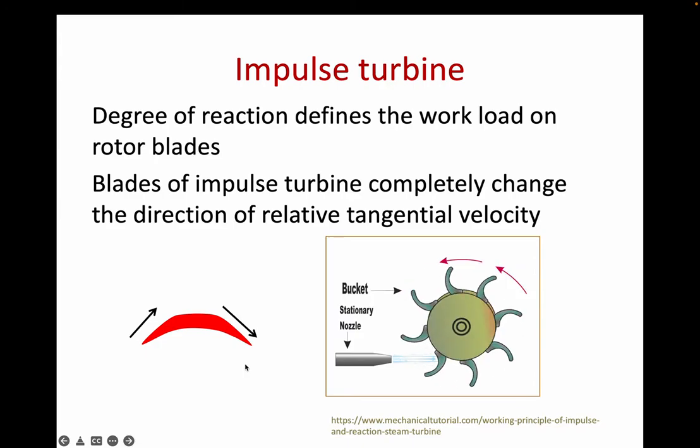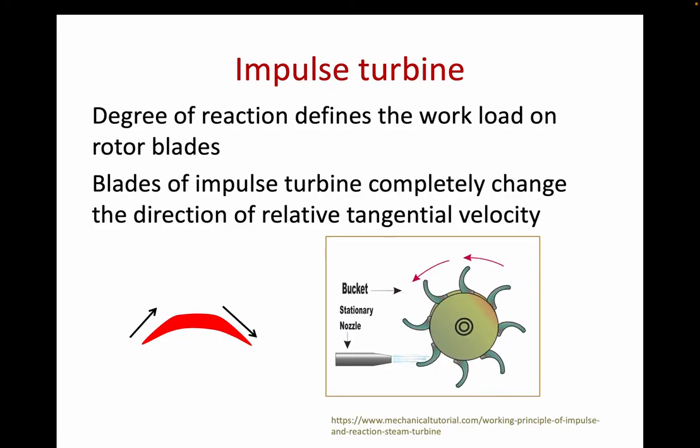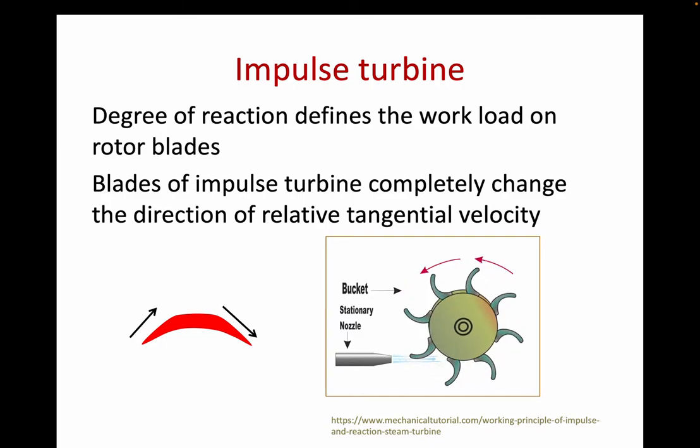So the blades of an impulse turbine change the direction of the relative tangential velocity, and that is what leads to their degree of reaction being equal to 0. So we should remember this as a special case: an impulse turbine is where the workload on the rotor blades turns out to be 0.